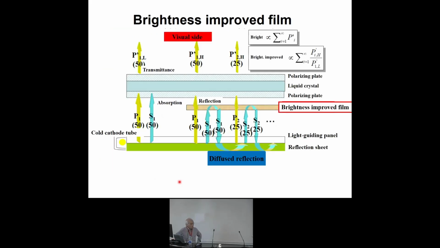So one concrete example: brightness improved film. Probably you watch television usually. So inside, liquid crystal is included. This slide shows the TV, liquid crystal and backlight, and human beings watch television here.